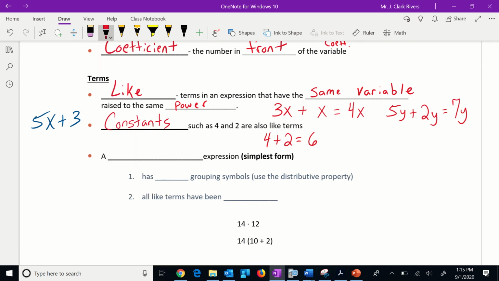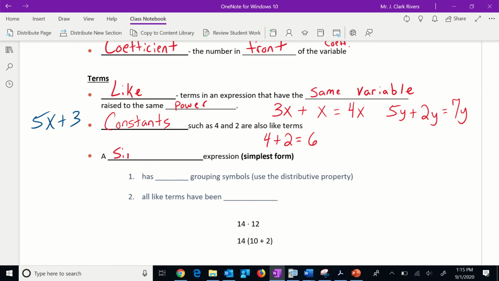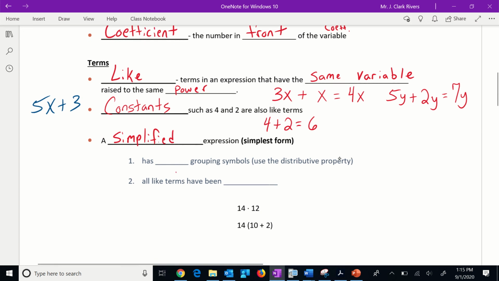And you see that down here when we start talking about simplifying. So a simplified expression or an expression written in simplest form has no grouping symbols like parentheses or brackets. And we're going to talk about the distributive property today. So use the distributive property to get rid of those. Like terms have been combined. Okay?